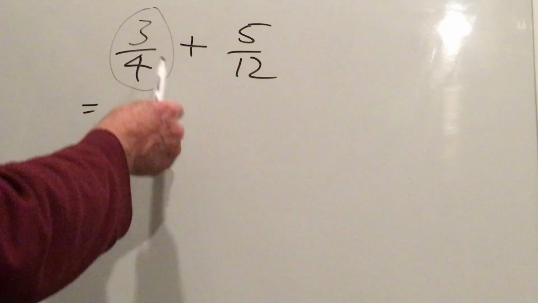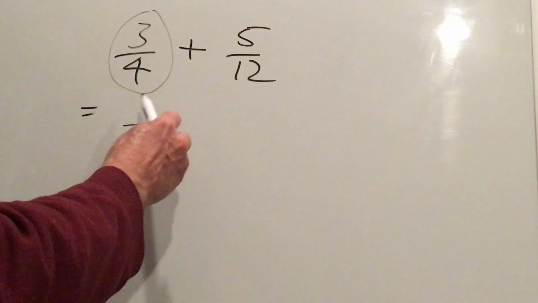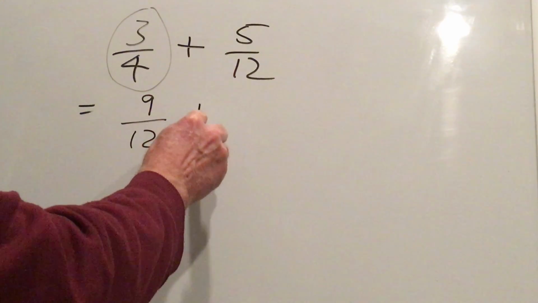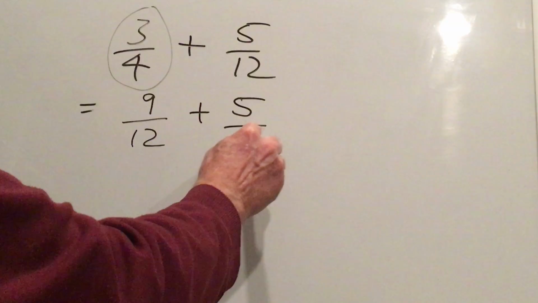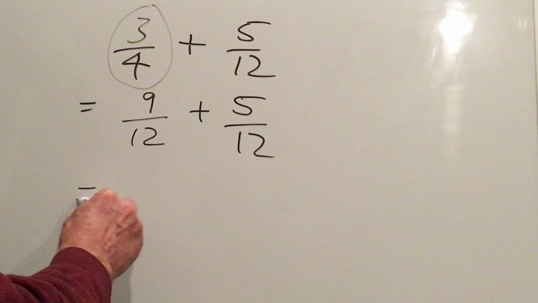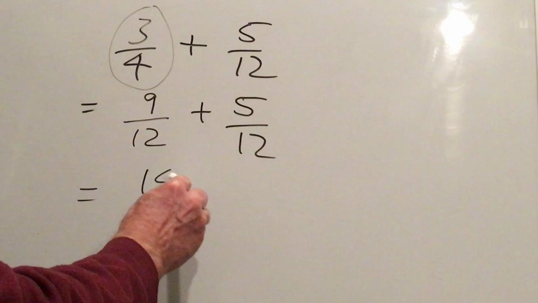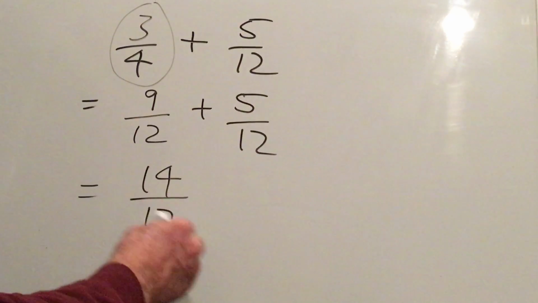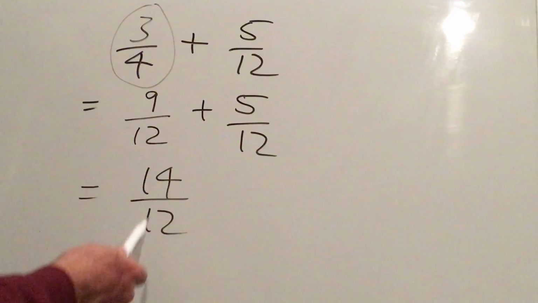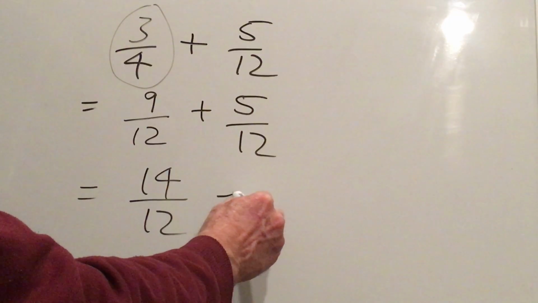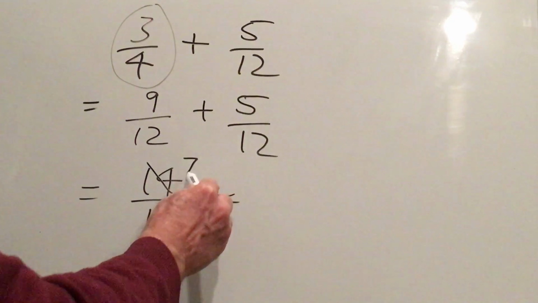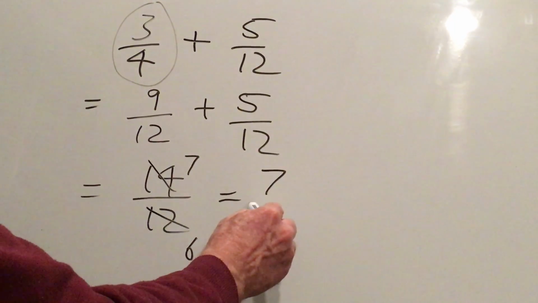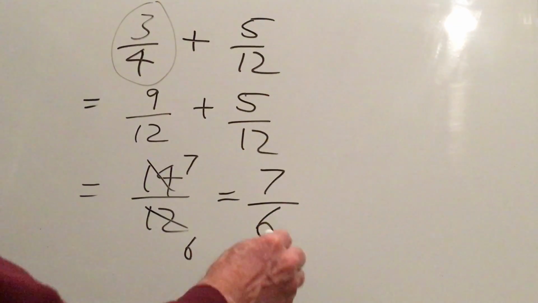But since we've multiplied by 3, we've got to multiply this by 3. So 3 times 3 is 9. So 9 over 12 plus 5 over 12 equals 14 over 12. You can see I'm just adding 9 and 5, which is 14, over 12. Again, both are divisible by 2, so we can knock that down to 7 over 6. So 2 into 14 is 7, 2 into 12 is 6.